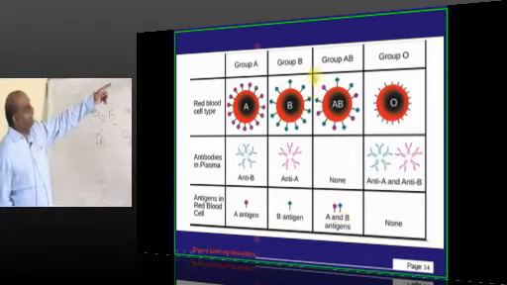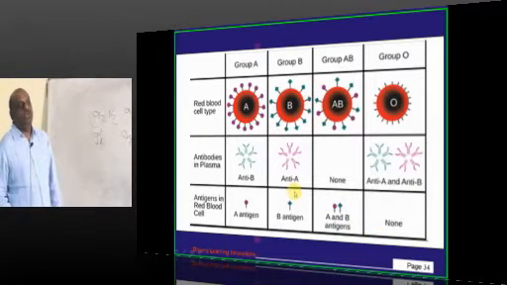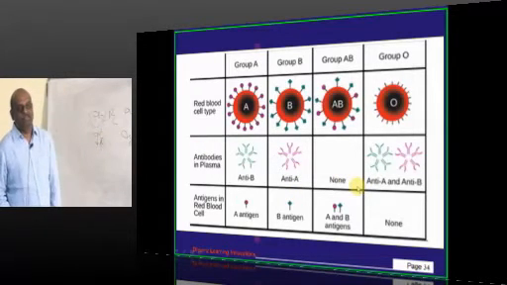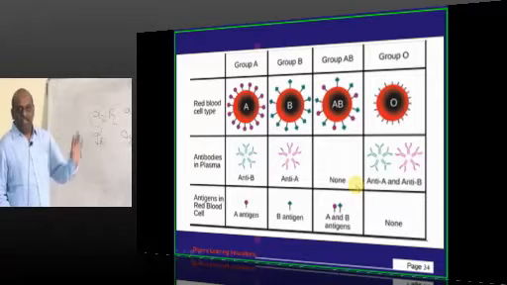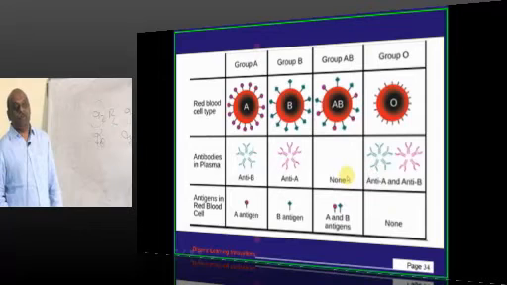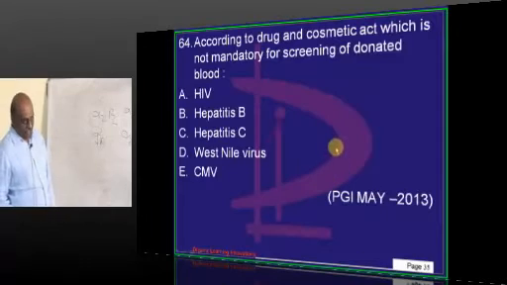And AB is called universal recipient, because they don't form antibodies against anybody. Give any blood, it will say this is ours, because it won't form antibodies to any type of blood you transfused. Hence it is a universal recipient, is what you have to basically remember.